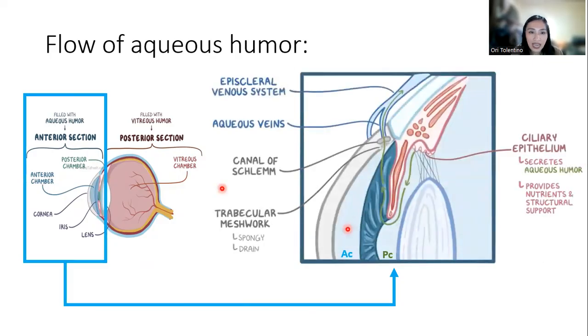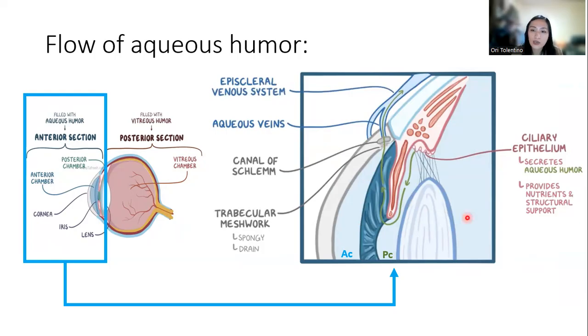We have the anterior chamber, AC, right here, between your iris and your cornea, and the posterior chamber right here, PC, between the iris and the lens. Both the anterior and posterior chambers are filled with aqueous humor. But where does this aqueous humor come from?